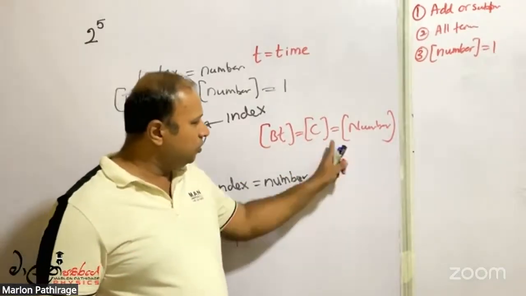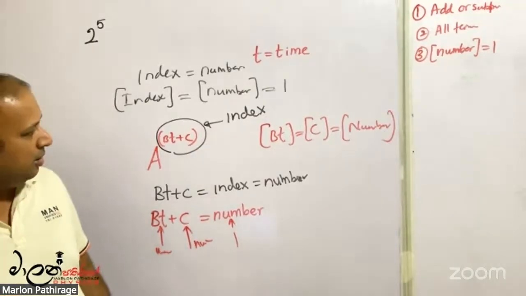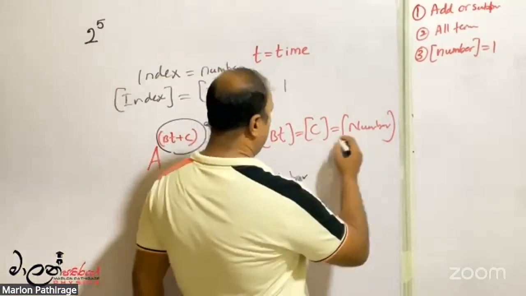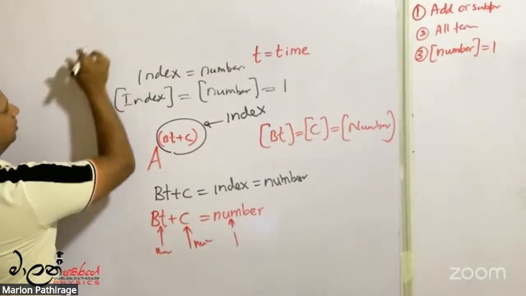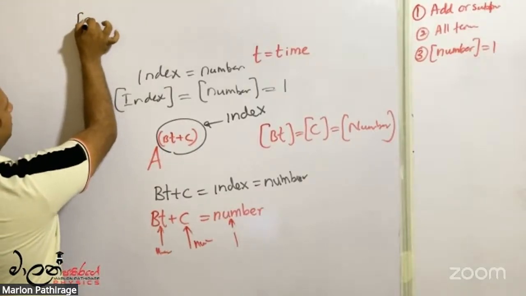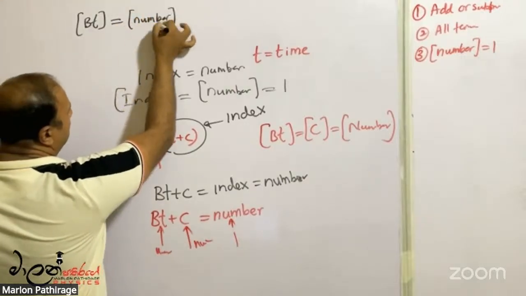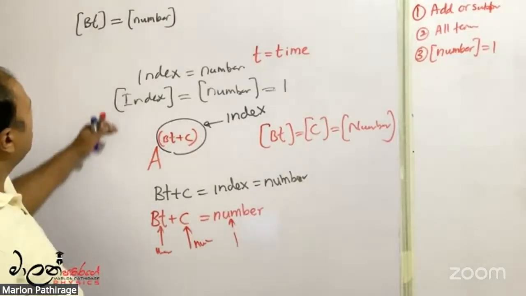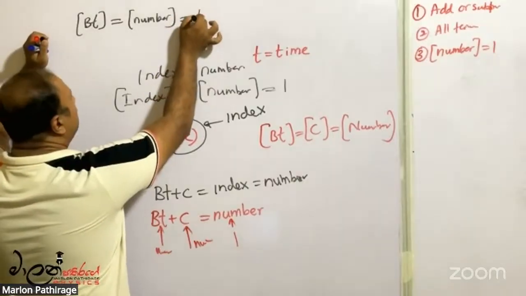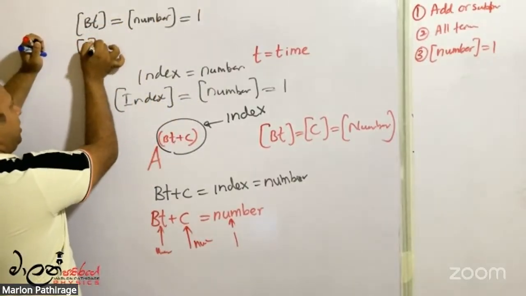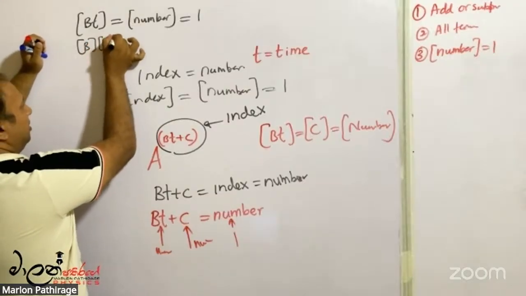Once you equate these two, you can determine the dimension of c. Therefore, you know, the dimension of bt is equal to a number. You know, the dimension of a number is equal to 1 to 3. Therefore, the dimension of B into the dimension of T is equal to 1.